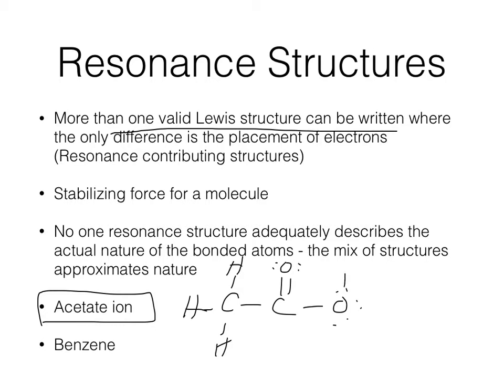Now, what if these electrons wanted to hop over there? That would force these electrons up. So the second resonance contributing structure for this would look like this. Okay? With the brackets and the minus charge. Okay? I don't have enough space to draw the brackets and the minus charge. Okay? Additionally, benzene.